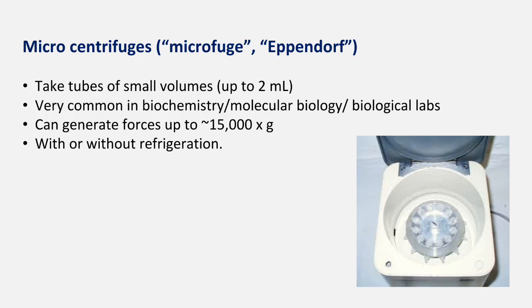And next one is microcentrifuges, also called microfuges or Eppendorf centrifuges. They take tubes of small volume, up to 2 ml, and are very common in biochemistry, molecular biology or biological labs. They can generate forces up to an RCF of approximately 15,000 Gs. These can be used with or without refrigeration.